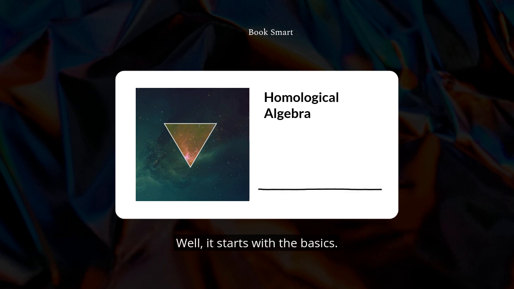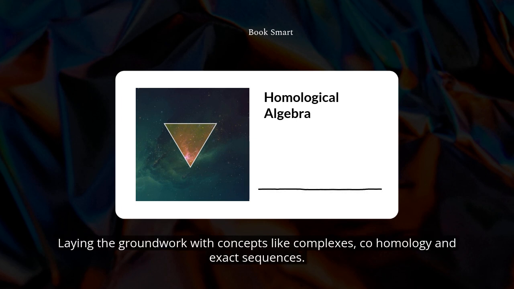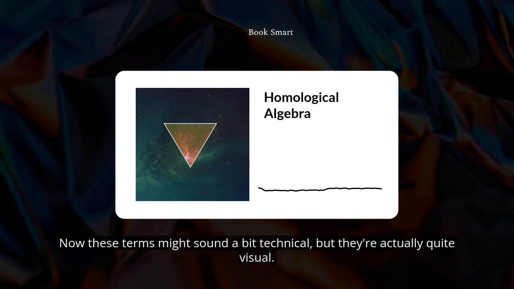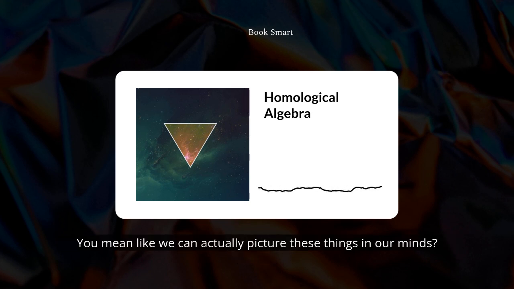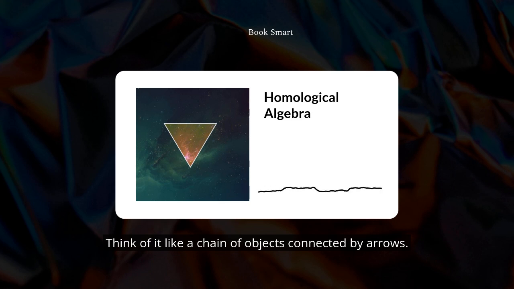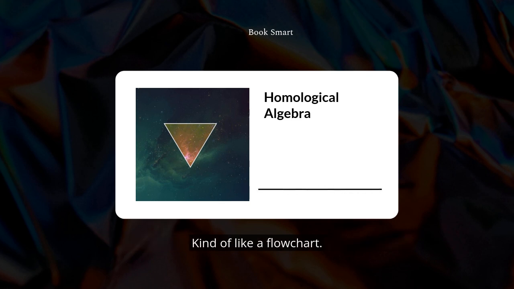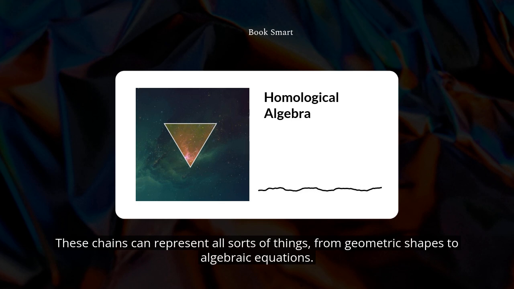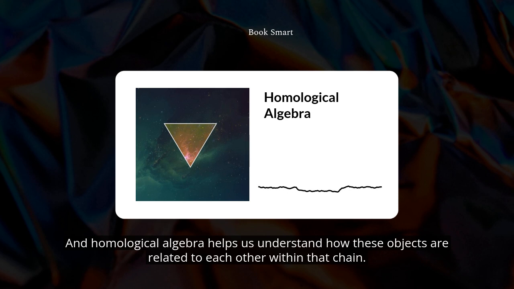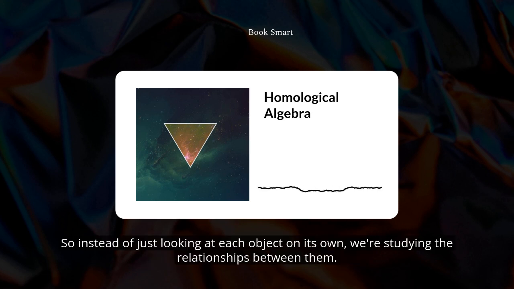Well, it starts with the basics, laying the groundwork with concepts like complexes, cohomology, and exact sequences. Now, these terms might sound a bit technical, but they're actually quite visual. Visual, you mean like we can actually picture these things in our minds? Absolutely. Think of it like a chain of objects connected by arrows, kind of like a flow chart. These chains can represent all sorts of things, from geometric shapes to algebraic equations. And homological algebra helps us understand how these objects are related to each other within that chain. Oh, I see. So instead of just looking at each object on its own, we're studying the relationships between them.